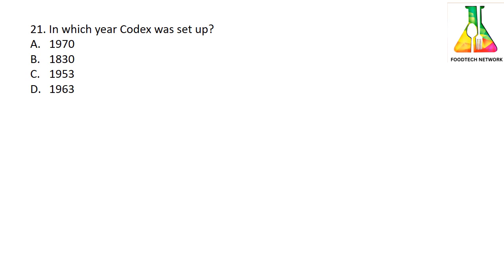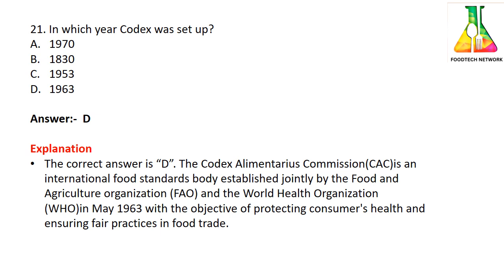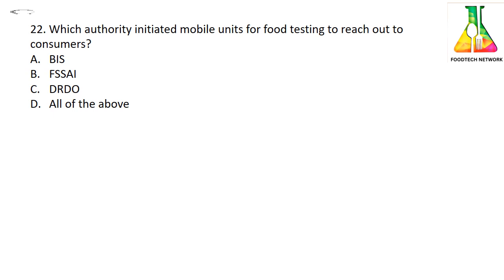1. In which year was Codex set up? Option A 1970s, option B 1830, option C 1953, and option D 1963. So D, that is 1963. The Codex Alimentarius Commission is an international food standards body established jointly by the Food and Agriculture Organization and WHO in May 1963 with the objective of protecting consumers' health and ensuring fair practices in food trade.